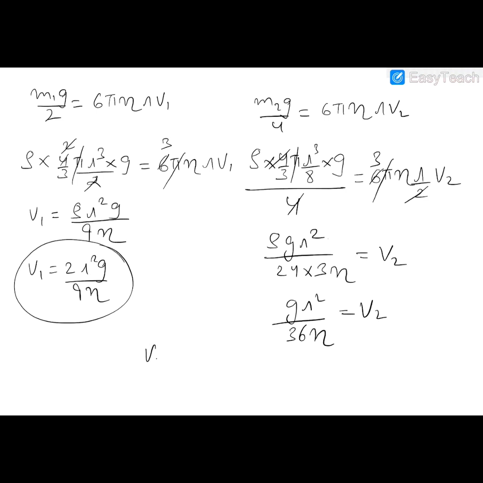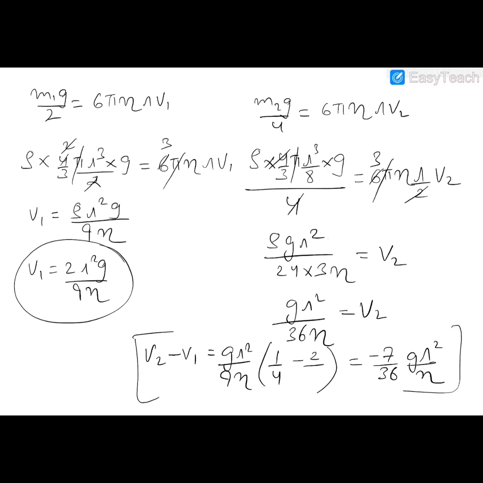So v2 minus v1 will be equal to g r square by 9 neta into 1 by 4 minus 2 by 1. So this will be minus 7 by 36 g r square by neta. We have to find the relative velocity of smaller ball with respect to the bigger ball. So this will be the correct answer. Now we move on to the next question.